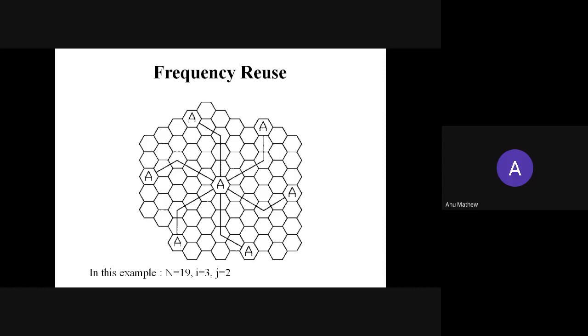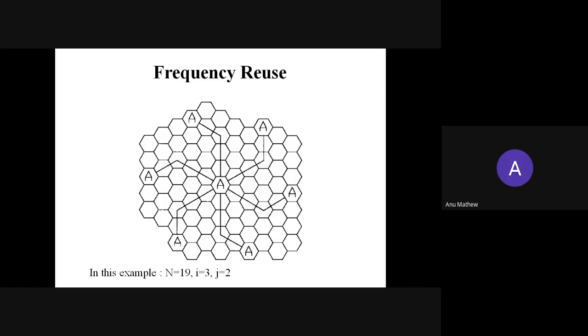Likewise, we can find out all the cochannel neighbors of this cell A. From this, I can see that I is equal to 3, J is equal to 2, and N should be equal to 19. And these are the cochannel neighbors which we get without signal interference.